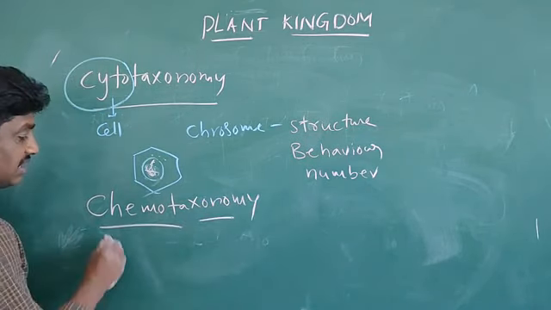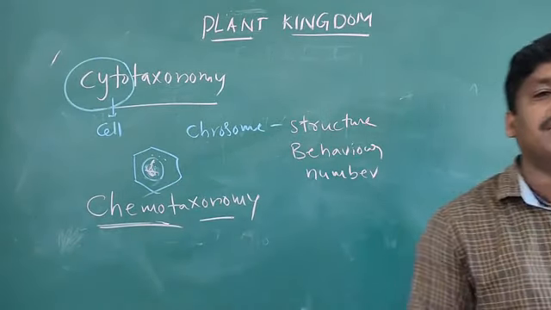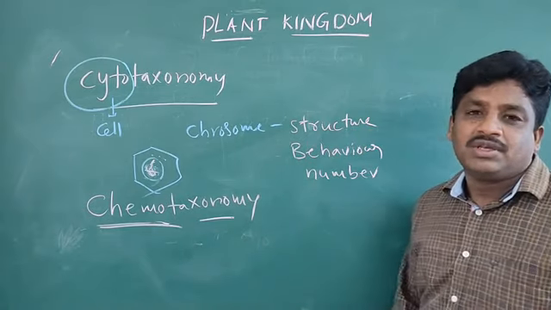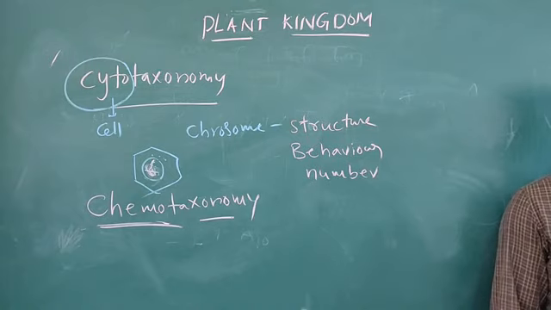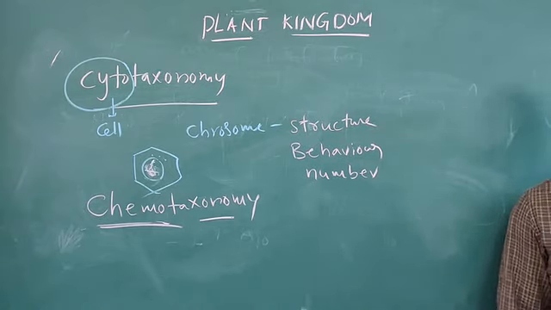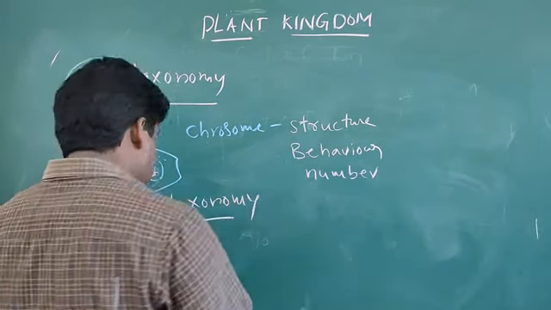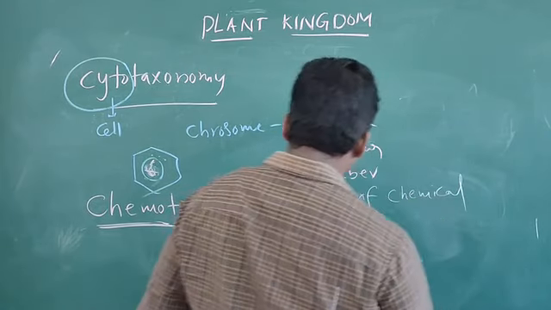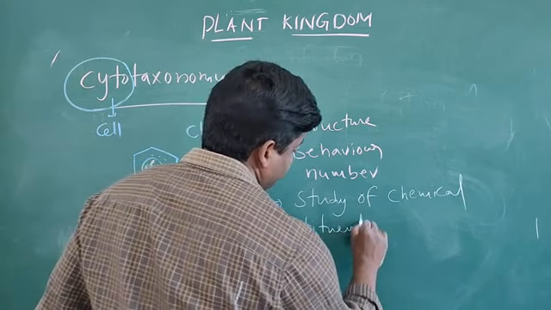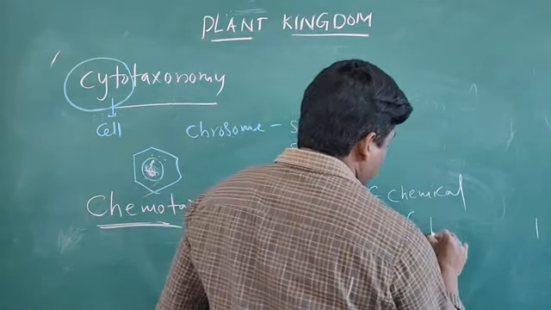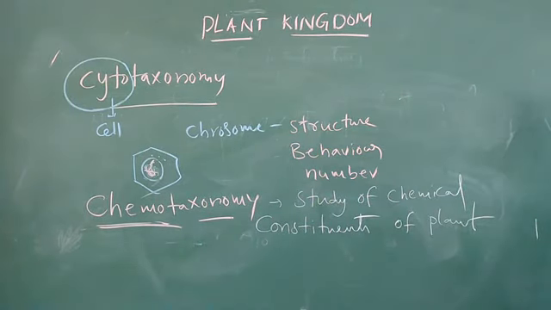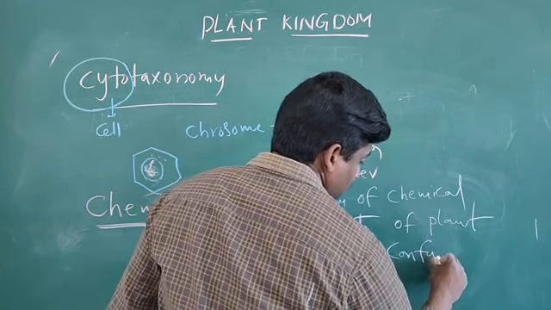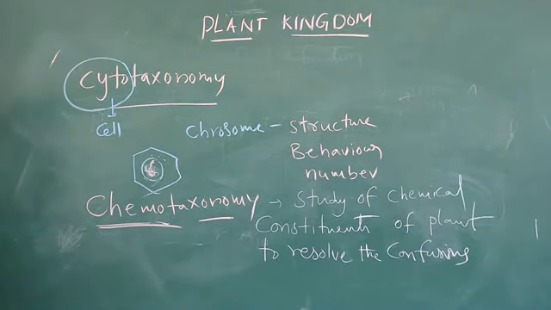Chemo taxonomy. Chemo means chemical. So what chemicals are present in the plants? Suppose different types of biomolecules are present. Here is the definition: the study of chemical constituents of plants to resolve the confusions we call chemo taxonomy.